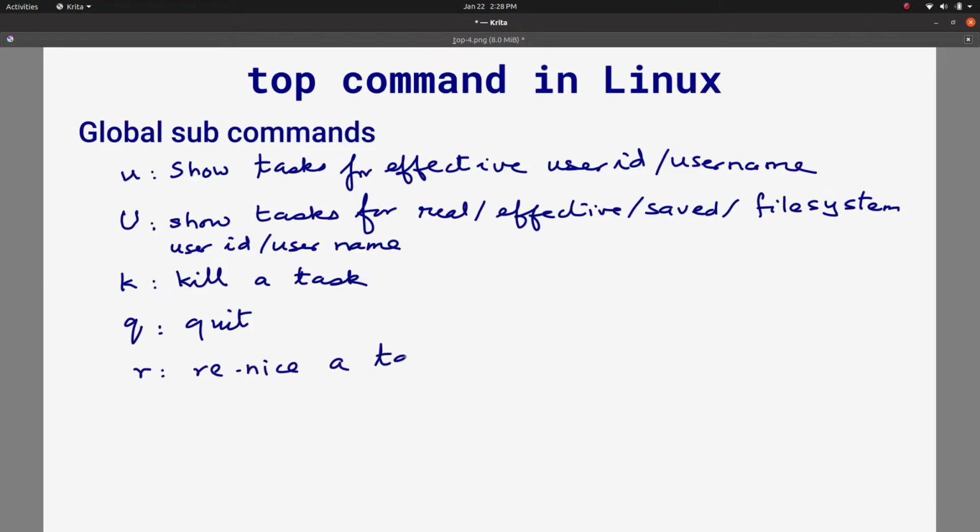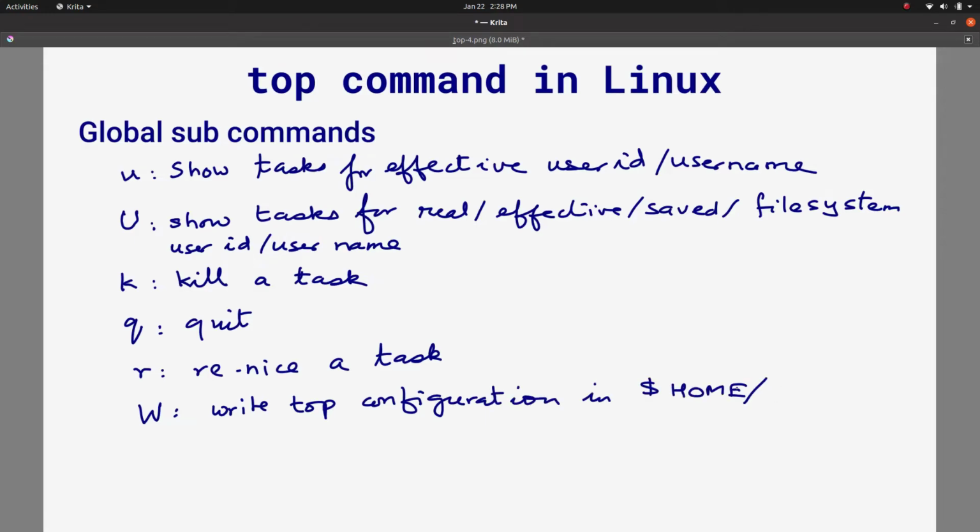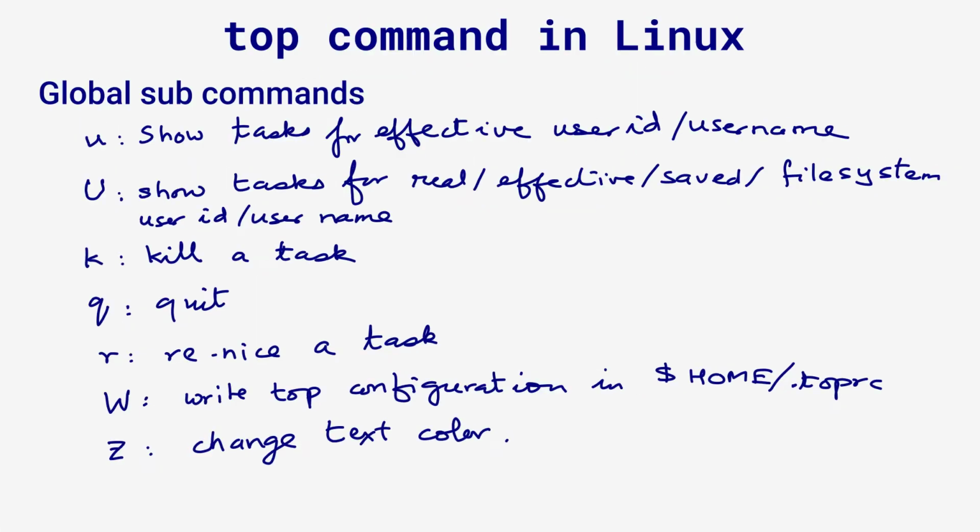K is to kill a task, Q is for quit, R is for renice of a task. Uppercase W is write user's configuration in $HOME/.toprc file. All the toggles and options are saved, and next time top uses these values for display. Uppercase Z changes text color in the 4 areas.